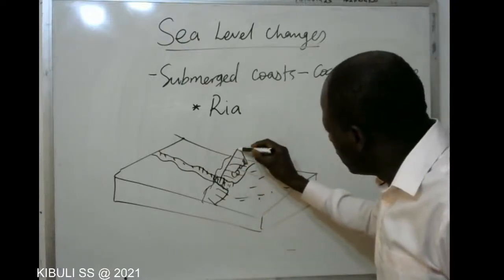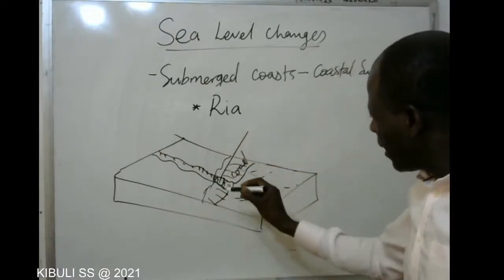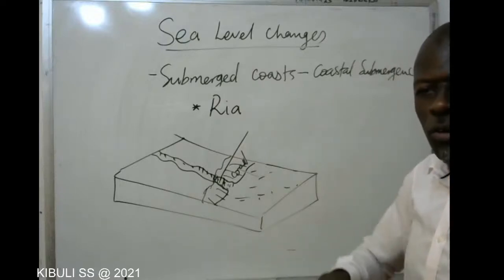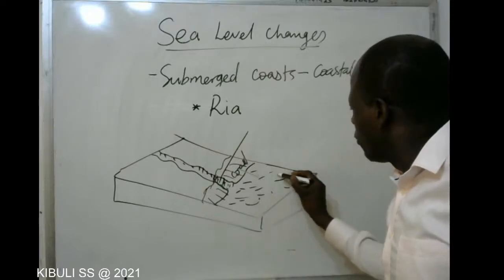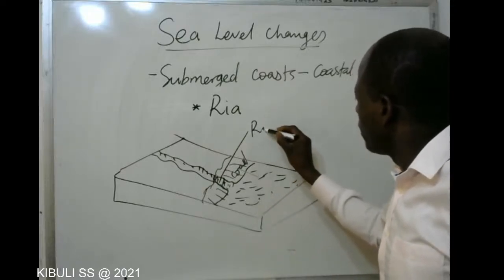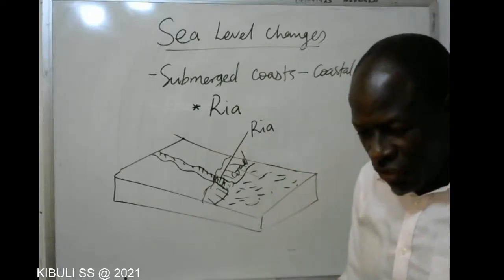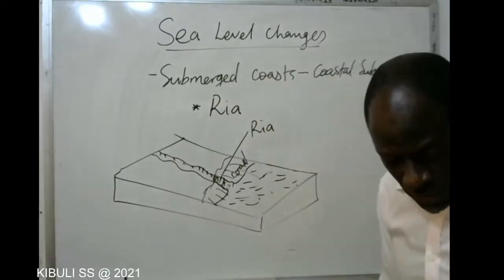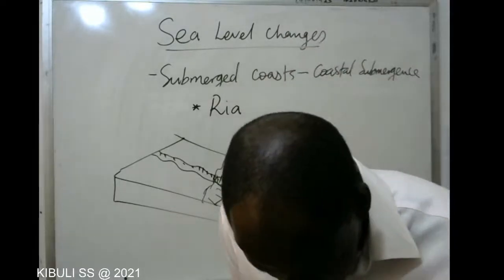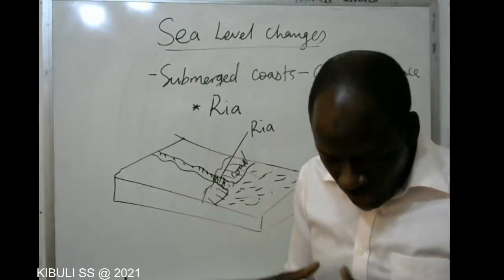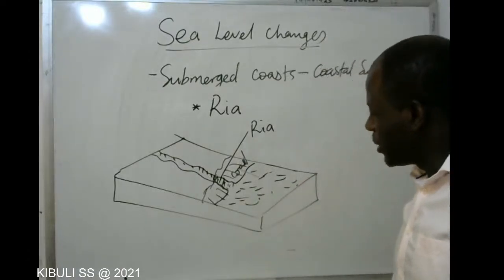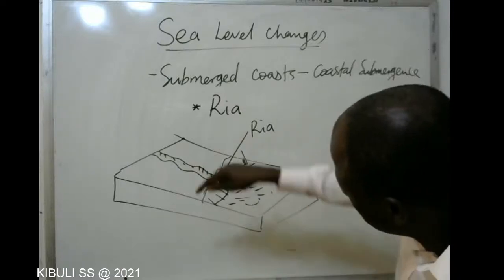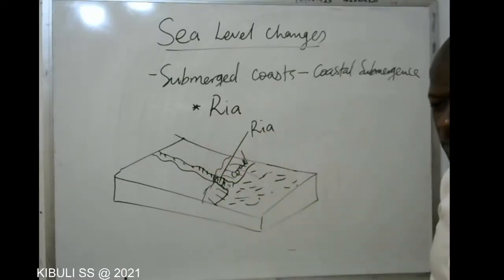And therefore, this part of the river valley which has been drowned or flooded with the waters of the sea or the lake due to a rise in sea level is what we shall call the ria. So a ria is, we can briefly say, a long, narrow sea inlet into the coast with steep sides. Now we have our river joining the sea.